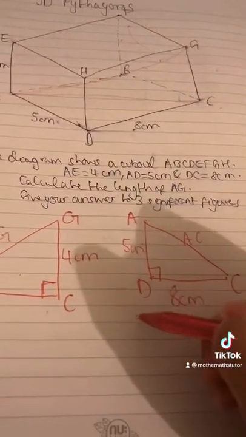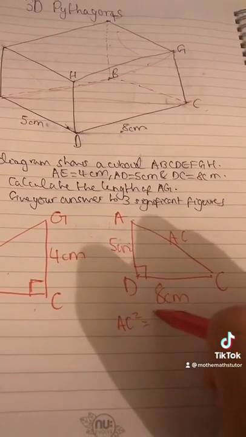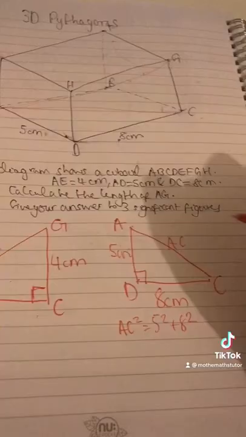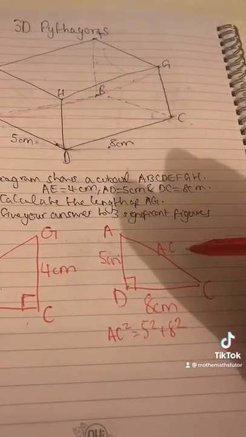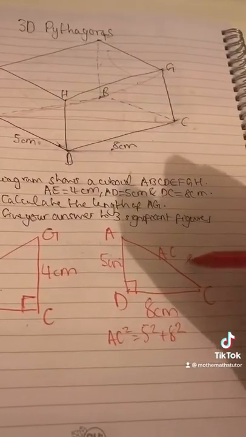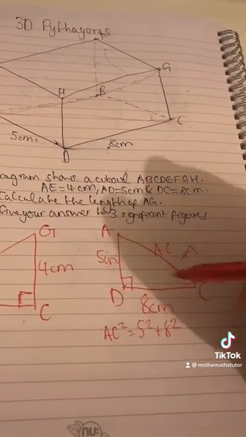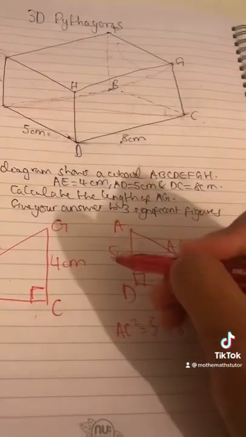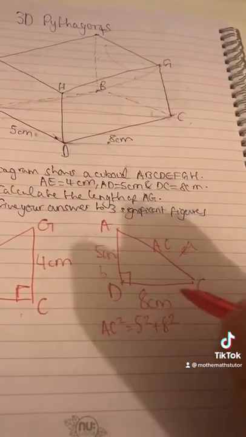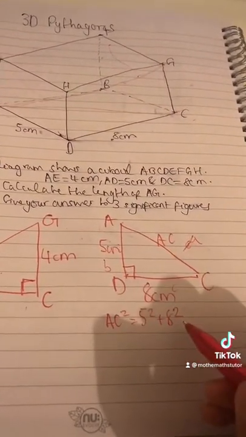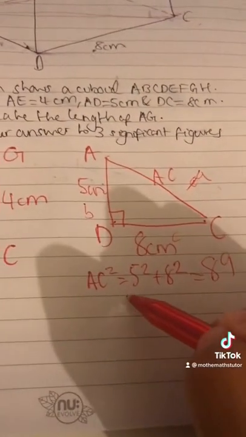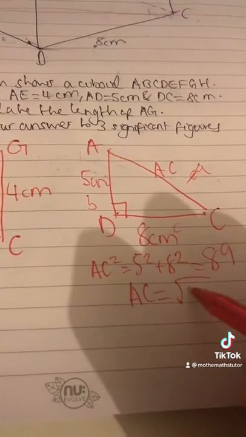Using Pythagoras, AC squared equals 5 squared plus 8 squared. Because remember, we call the longer side C. My bad. We call the longer side A. We call the hypotenuse, the side that's opposite the right angle, A, and the two remaining sides B and C. It doesn't matter which one is B and which one is C. 5 squared plus 8 squared is equal to 89. So AC is the square root of 89.